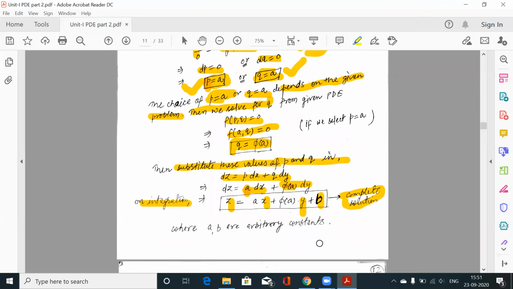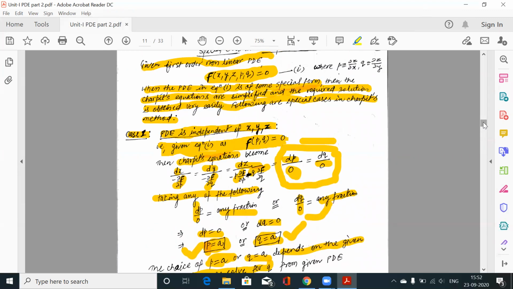So this is the special case one, where the given differential equation does not contain the terms of x, y, z. It contains only p and q. Then directly, if you don't remember this case, even then there is no problem, because you simply apply Charpit's method, because it is applicable for nonlinear first order PDE.